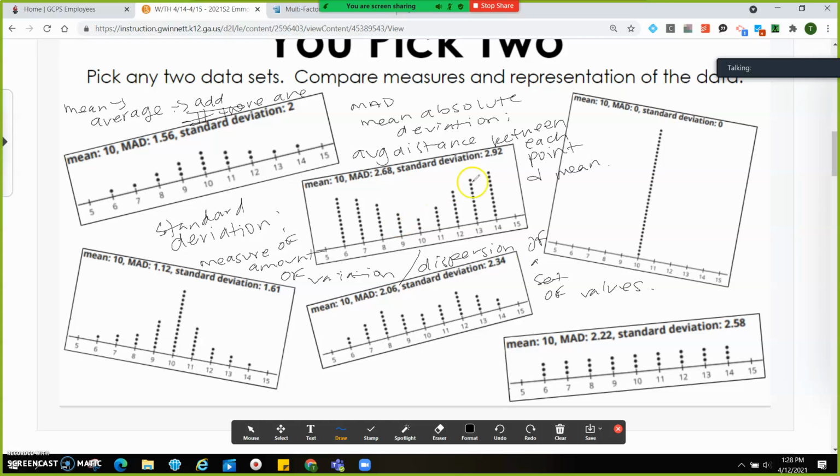All right, so you're going to pick two, and then you're just going to compare. For instance, if I picked these two, I see that the means are the same. My mean absolute deviation is higher over here than there, and so is my standard deviation, because this one is way more spread out than this one. And you can pick another one and compare those as well.